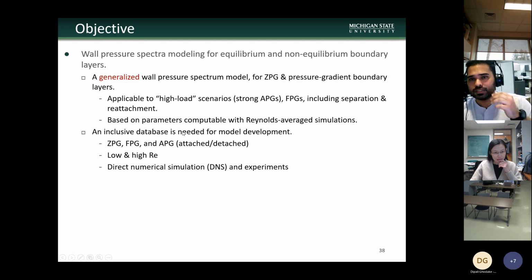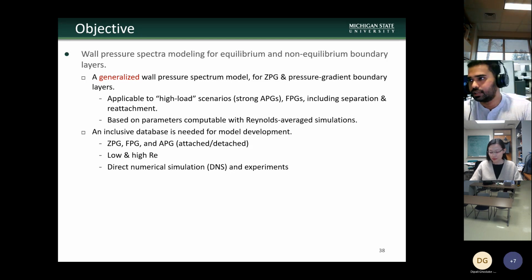So our focus, as I said, is first to develop a generalized wall pressure spectrum model for all equilibrium and non-equilibrium flow scenarios, applicable to high loads, favorable pressure gradient, separations, and reattachments. It should also work for different Reynolds number ranges. And most importantly, the model should depend upon parameters which are computable from RANS simulations, so that it can actually be used for industrial flow scenarios.